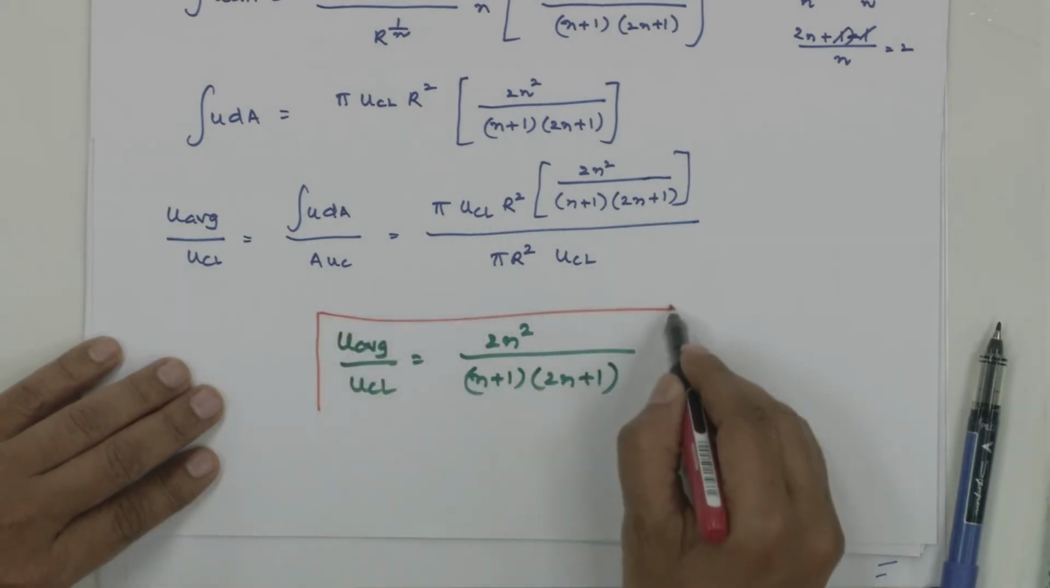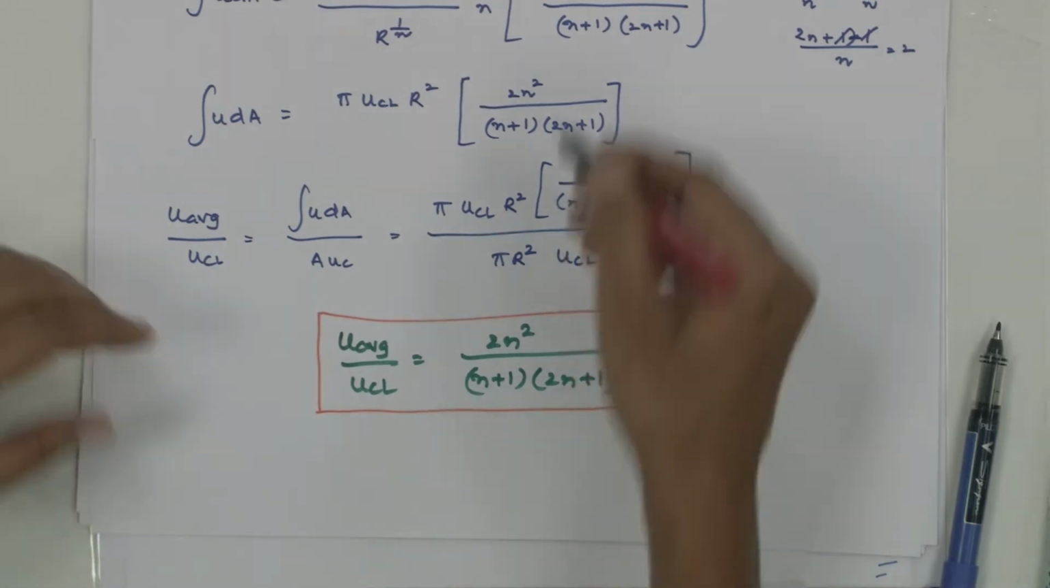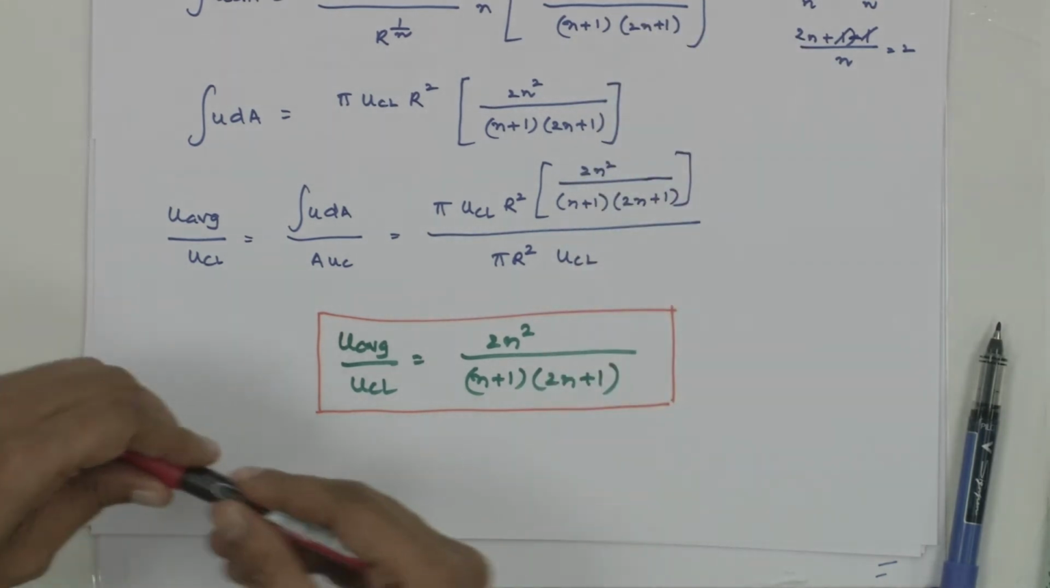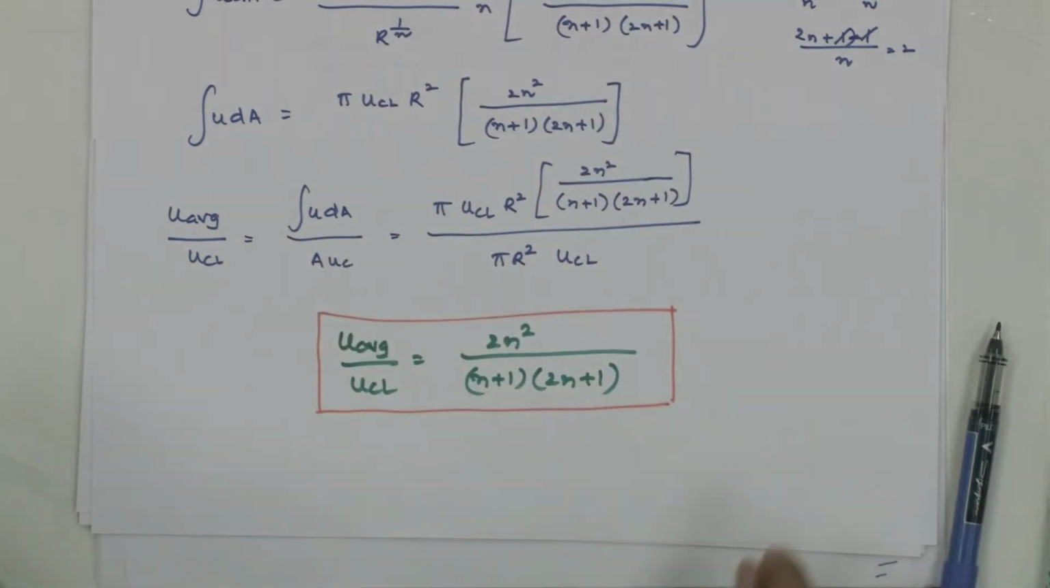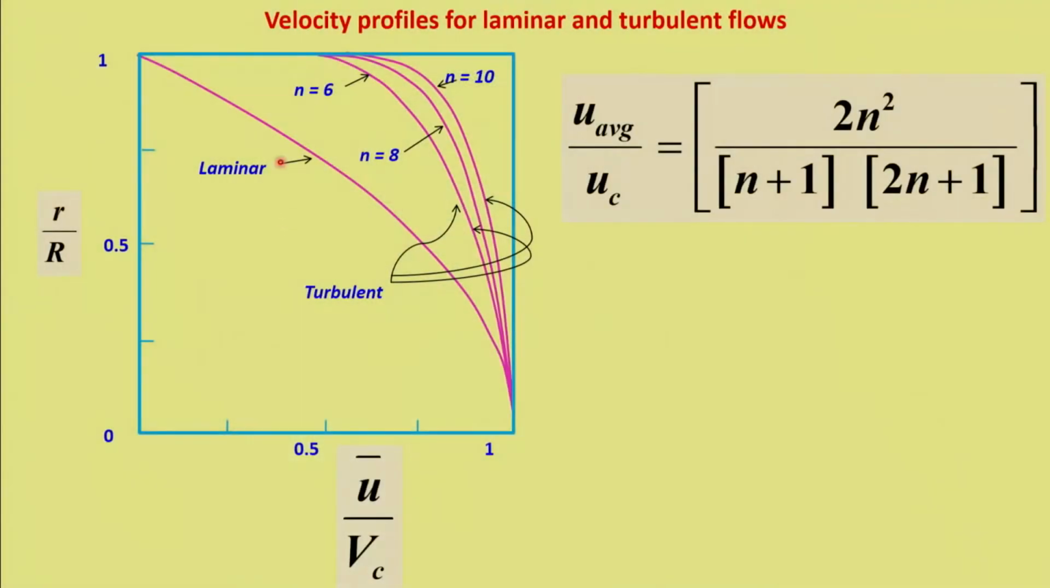I had said that I will derive it, so we have derived it. It's just an integration, but I did not skip any step just for the sake of doing it. Now if you come back to the PPT and see this graph, this is the plot of r by R versus u bar versus u center line.